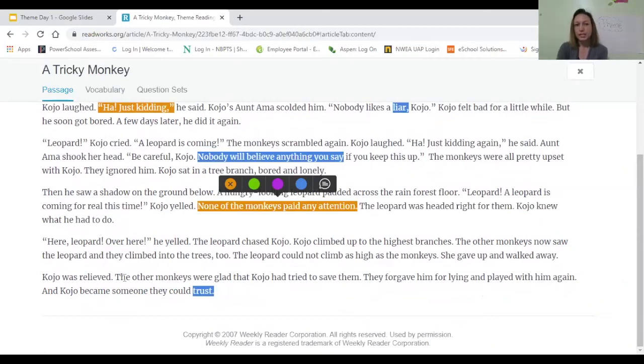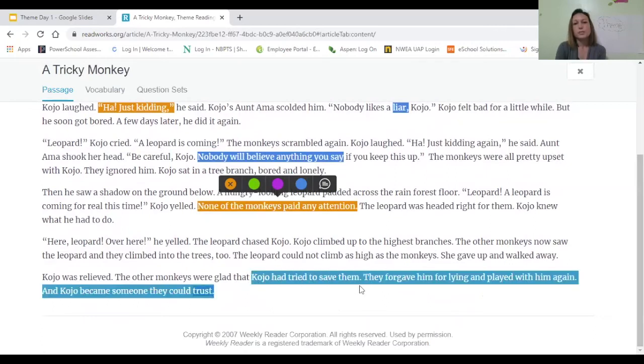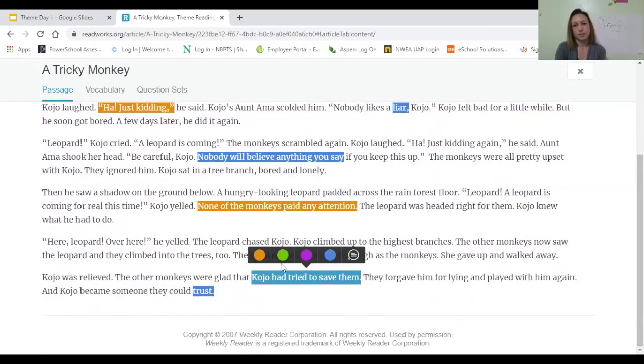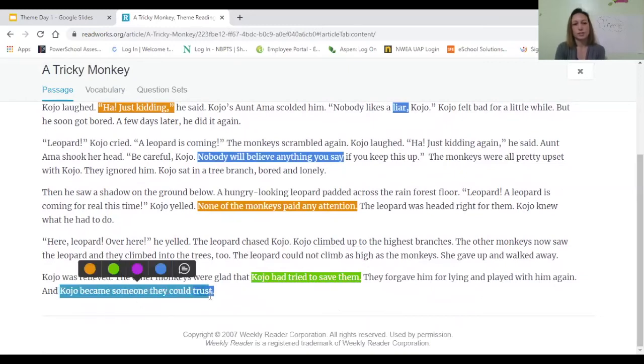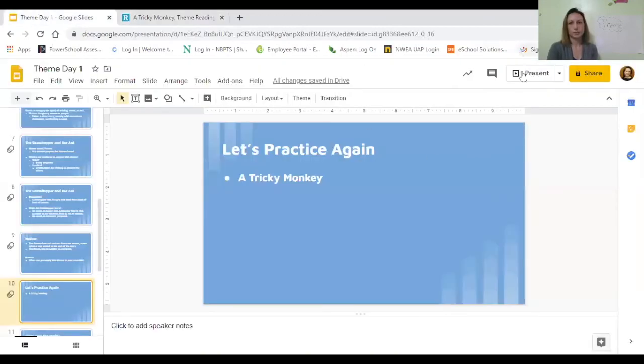And how does it end up? Kojo had to save the monkeys. He saved them, and then he became someone they could trust. So they learned to trust him at the end because he did tell the truth at the end, and then he had to save them and prove it. So let's go back to our presentation.